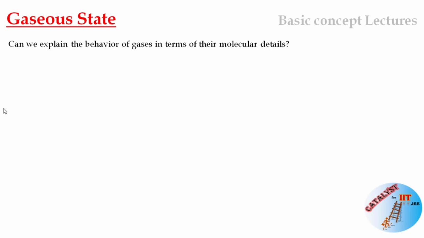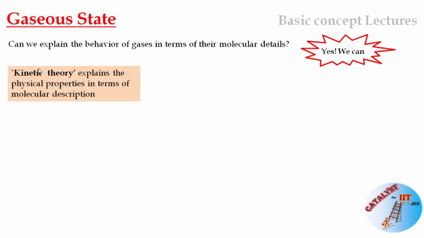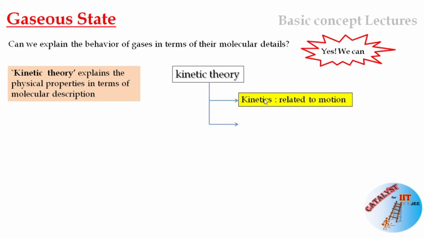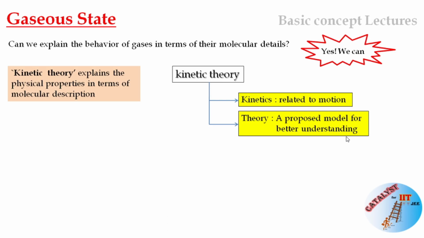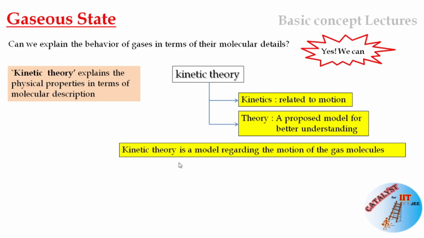Now the question is, can we explain this behavior of gases in terms of their molecular details? The answer is yes. Kinetic theory actually does this task. So kinetic theory basically explains the physical properties of gases in terms of their molecular description. Now what is kinetic theory? So kinetics is related to the motion, and theory is a proposed model for better understanding. So kinetic theory is basically a model regarding the motion of the gas molecules so that we can understand the behavior of gas very clearly.